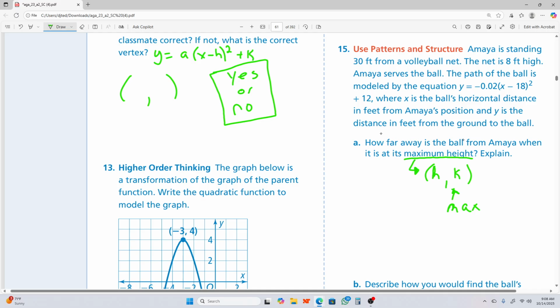So if I go back up to the question, Amaya is standing 30 feet from a volleyball net. The net is 8 feet high. Amaya serves the ball. The path of the ball is modeled by the equation y equals negative 2/100 times (x minus 18) squared plus 12, where x is the ball's horizontal distance in feet from Amaya's position and y is the distance in feet from the ground to the ball. So if I look at the formula, I know that h, k is what?